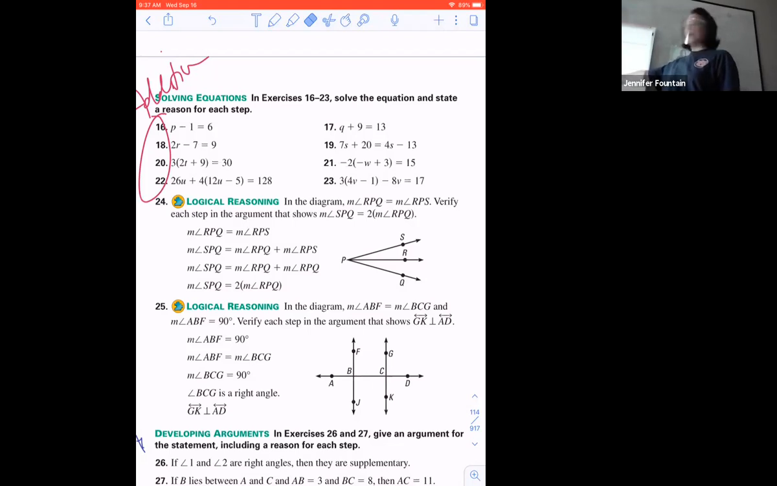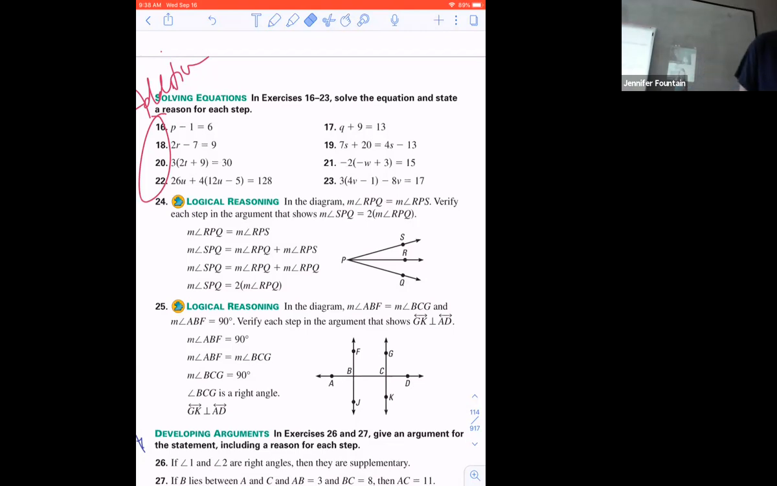In that situation, that is our given. So basically they were doing a proof here. That's our given information. Then we look and the measure of angle SPQ is equal to the measure of angle RPQ plus the measure of angle RPS. So what we just said there, that SPQ is equal to RPQ plus RPS. Which postulate is that? Angle addition postulate.